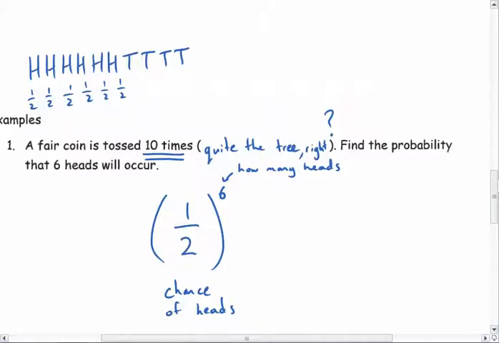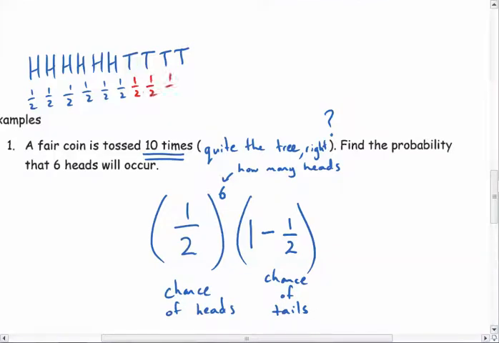And then we need to know the probability of getting tails. Also 1/2, which is the same as 1 minus 1/2. It's the opposite probability. I'm just using the same terminology as in the formula, but you could just write the number 1/2. So we need the tails probability to happen how many times? 4 times.